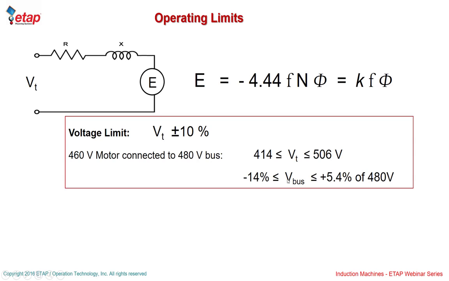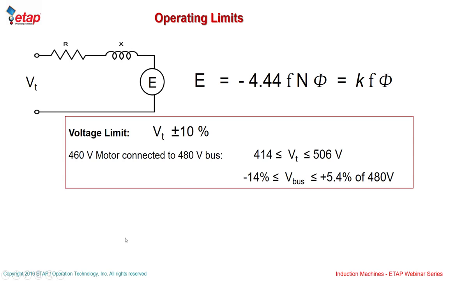On the bus side, the bus voltage is 480. So if I go based on per unit or percent of the bus voltage, it has to be larger than 14% of 480, or 5.4% of 480. So this tells you that when you have plus or minus 10%, but we're doing load flow analysis, you have to really be within the plus or minus 10% of the motor rating.